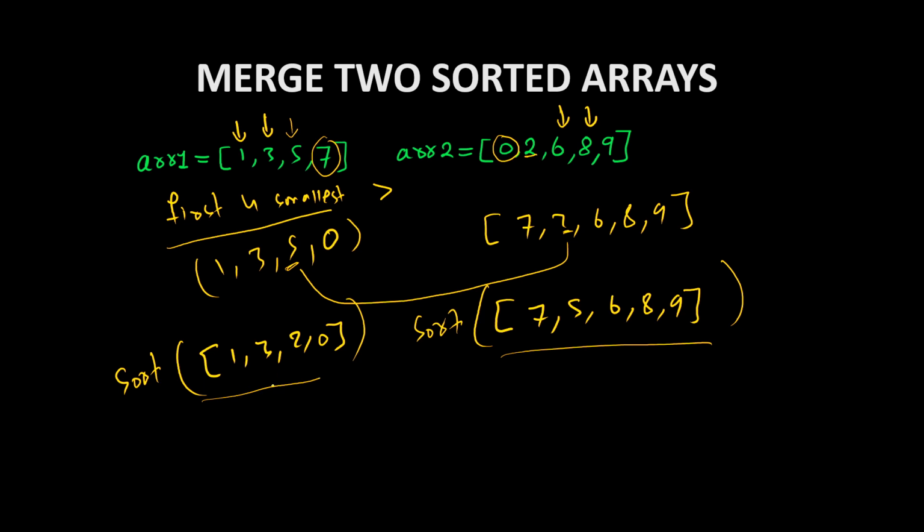We have to sort those values. After sorting, we'll get 0, 1, 2, 3. Now again in array 2, we will get 5, 6, 7, 8, 9. This is our final answer. So the compiler inside the function will print 0, 1, 2, 3, then it will print 5, 6, 7, 8, 9. That will be our final answer, and this is the approach to it.